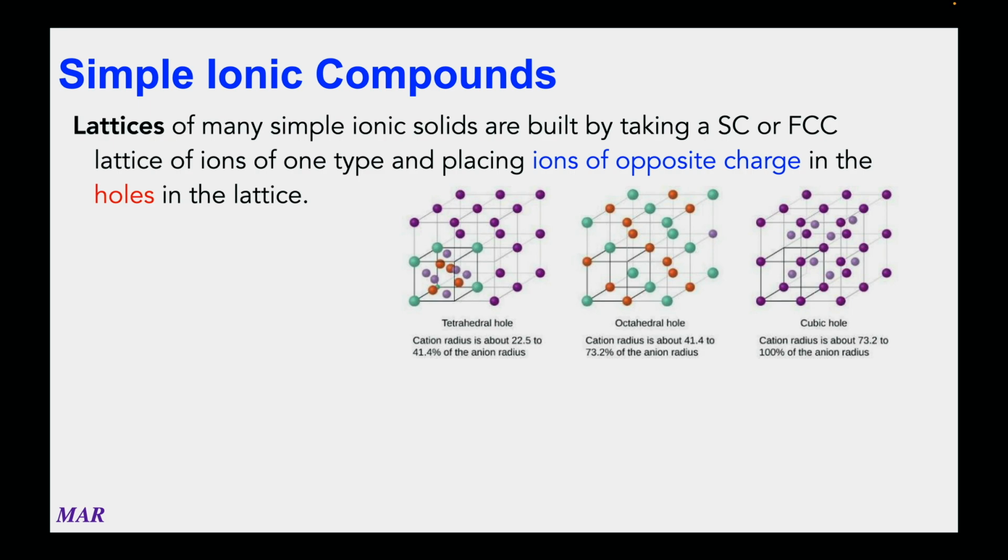Sometimes they'll talk about these hole systems: tetrahedral holes, octahedral holes, cubic holes. And the difference between them is basically due to the difference between the sizes of the cation and the anion. So if you're curious about how to pick a hole, tetrahedral, octahedral, or cubic, keep reading.